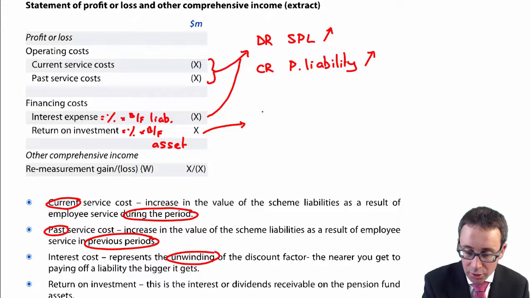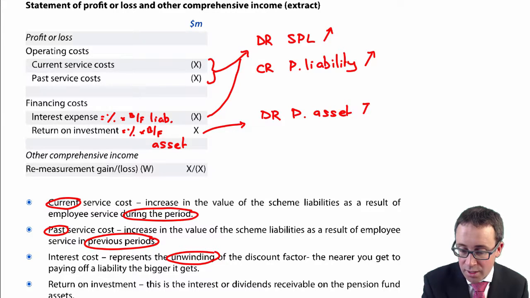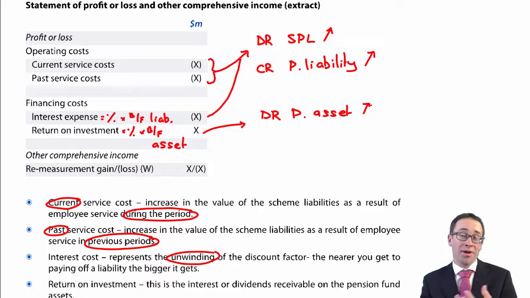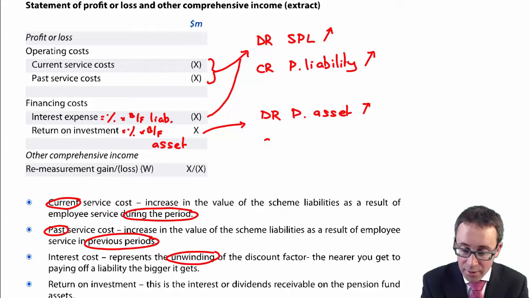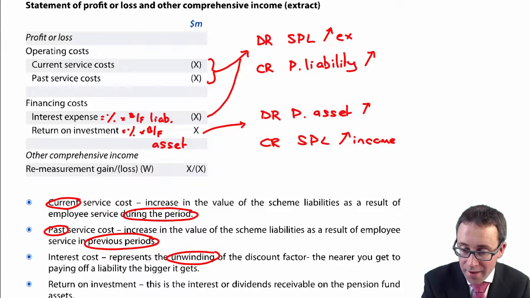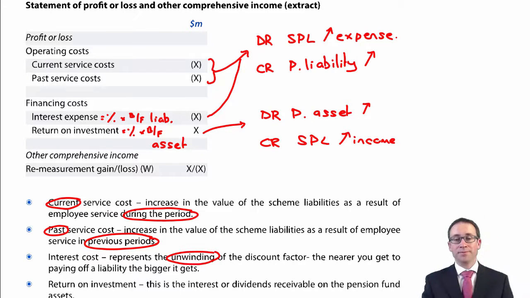Here, just be a little bit careful with regards to the debits and credits. You debit the pension asset, because if you've received interest, dividends, or maybe even capital growth, your asset value increases, and you credit your statement of profit or loss. If you like, they're increasing the income, whereas the debit previously increased the expense. Okay, excellent. Everybody happy with that so far?